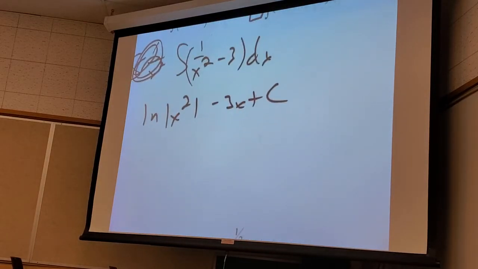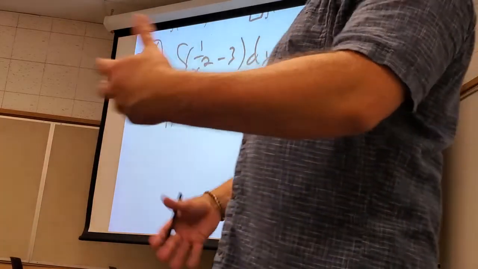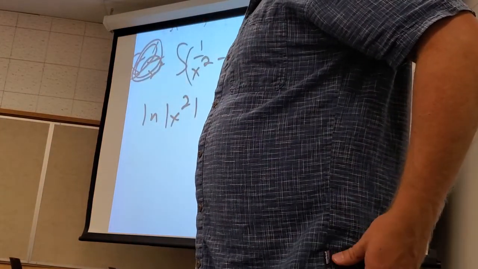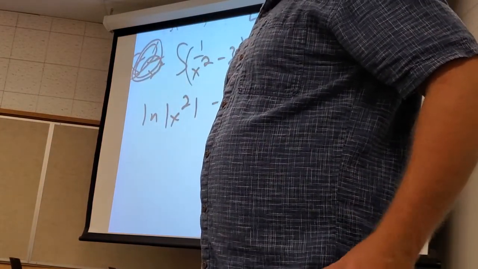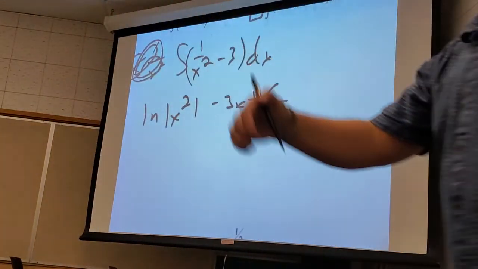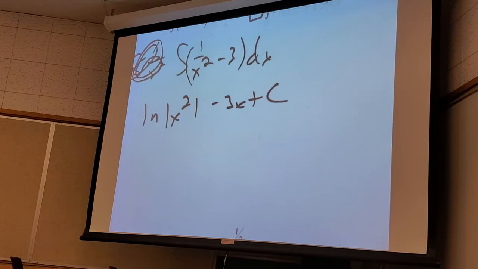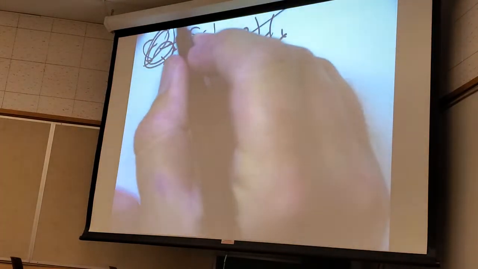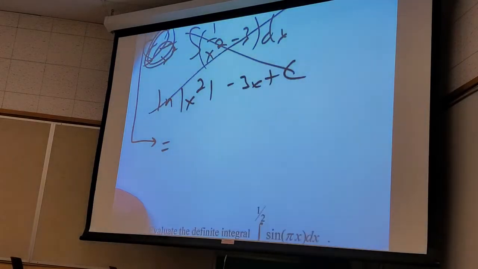So this person latched on to the natural thing and said, oh, 1 over anything is natural log of that thing. No. What's the only thing that becomes natural log? 1 over x. 1 over x squared is a different power. It follows that general rule. So this is wrong, right? So please, don't write it down as if it's true.